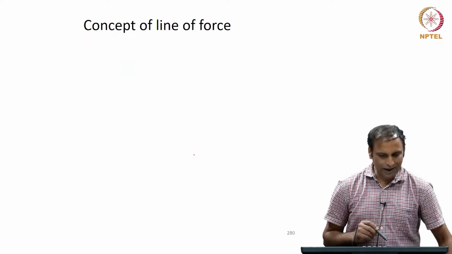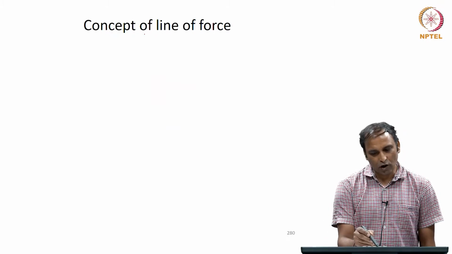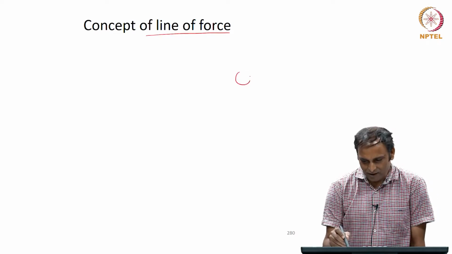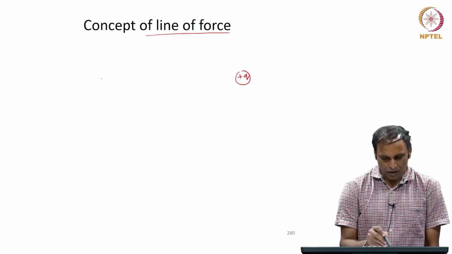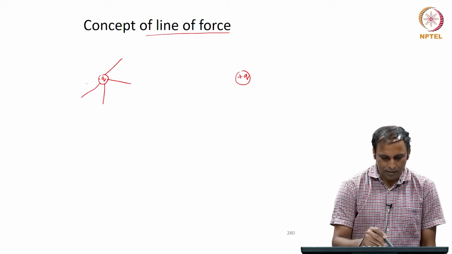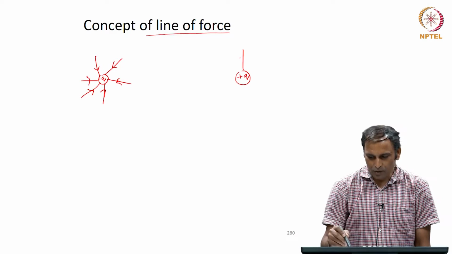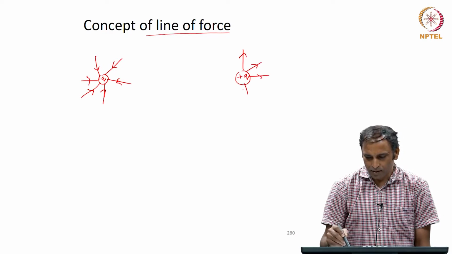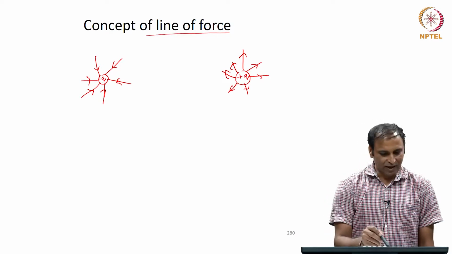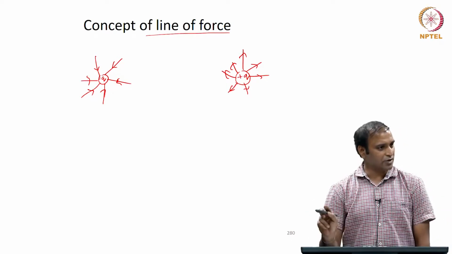In doing that, we would like to exploit a concept called the line of force. You would have seen in electrostatics pictures like this. If I have a plus q charge or a minus q charge, you would have seen some lines like this. I do not know if you remember. What are they? They are the electric field lines, right. By convention, if it is a negative charge, the field lines are going to be inward, and if it is a positive charge, the field lines are going to be outward.